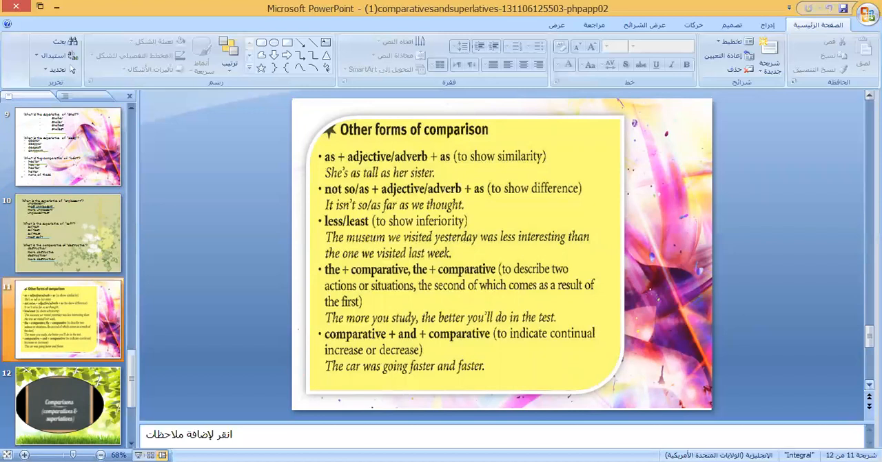Number four, the plus comparative, to describe two actions or situations, the second of which comes as a result of the first. For example, the more you study, the better you will do in the test. Comparative plus and plus comparative to indicate continual increase or decrease. For example, the car was going faster and faster.